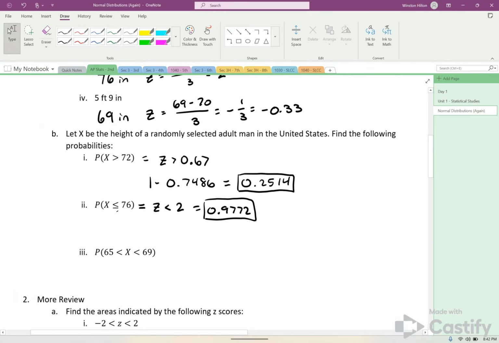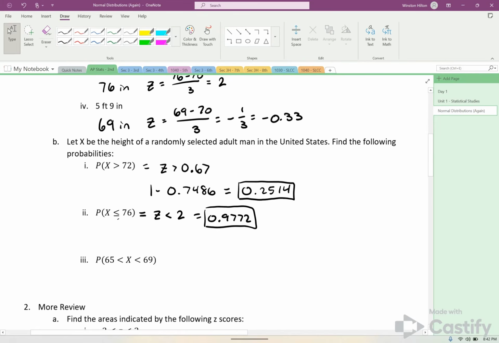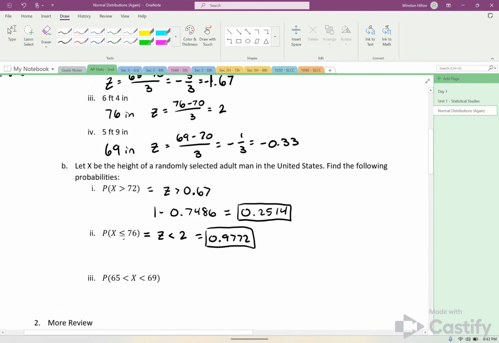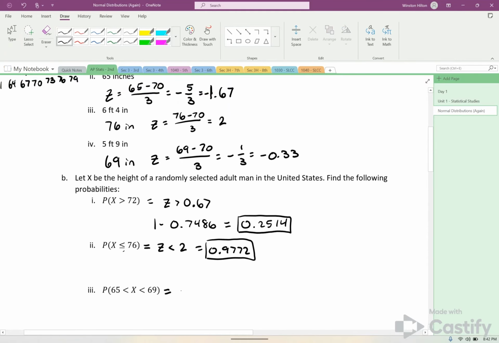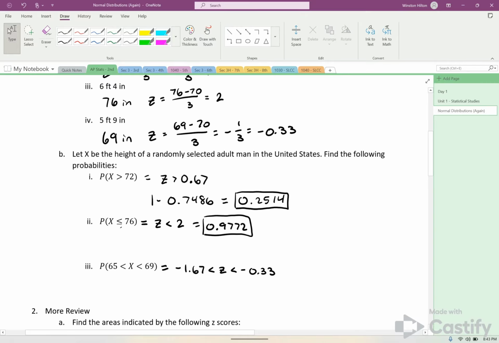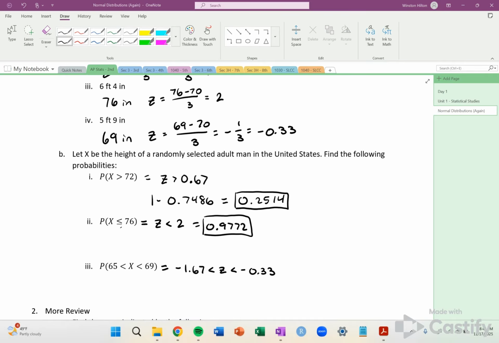Now, to find the probability that x is in between 65 and 69 inches, we would need to find 2 z-scores, one for 65, one for 69. Again, we already found those. So this is the equivalent of the probability that z is between negative 1.67 and negative 0.33. To find this, we find the area to the left of the larger z-score and subtract the area to the left of the smaller z-score.